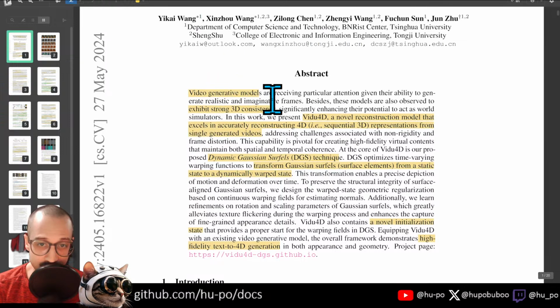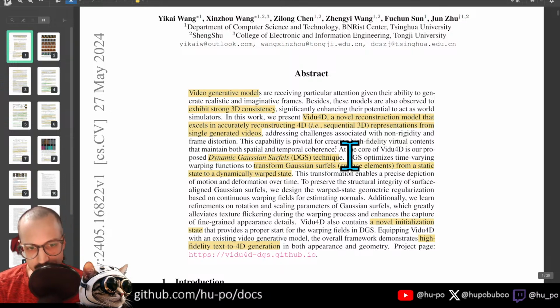Video generative models are receiving particular attention given their ability to generate realistic and imaginative frames. These models are also observed to exhibit strong 3D consistency, significantly enhancing the potential to act as world simulators. Something you might have heard before, the whole video generative models are the new world simulators. In this paper, they present Vidu4D, a novel reconstruction model that excels in accurately reconstructing 4D, specifically sequential 3D, so 3D representations that have a time dimension, a 3D representation over time, from a single generated video.